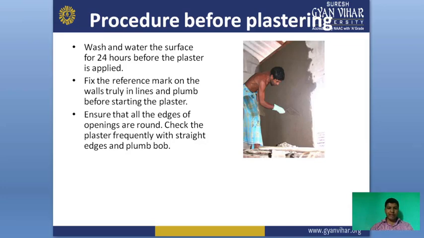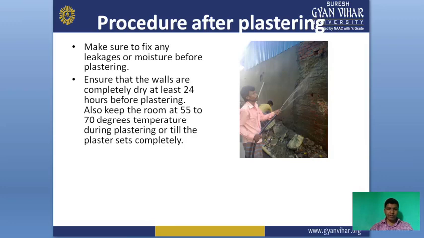Third, ensure all the edges of the opening are rounded. Check the plaster frequently with a straight edge and plumb bob. It means we have to ensure that all edges of that surface are rounded and the plastered surface has no ups and downs and the edges are straight. And the plumb bob is used for keeping the plastering true, on any wall or any other reference positions.